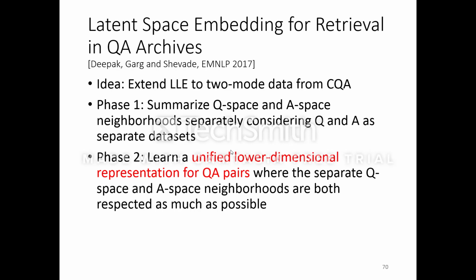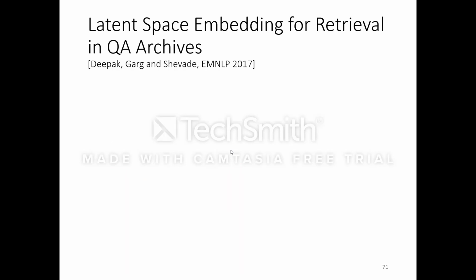Now you have this neighborhood summary coming from the question space, and the neighborhood summary coming from the answer space. So you trade them off and learn this representation such that the neighborhoods from either of these spaces are preserved as much as possible. You can have a weighted sum, as we'll see soon. So let's look at phase 1 and phase 2 in a little bit more detail.